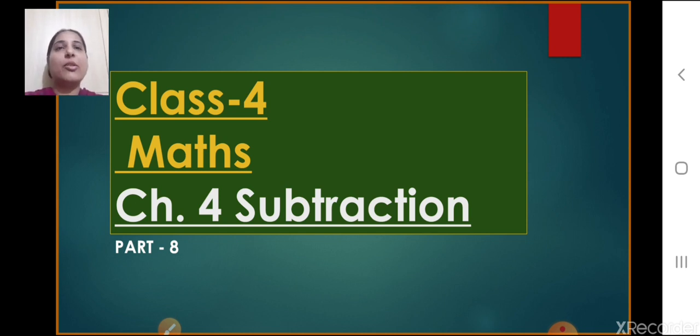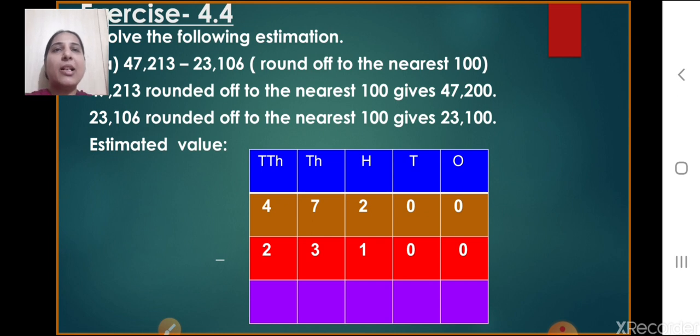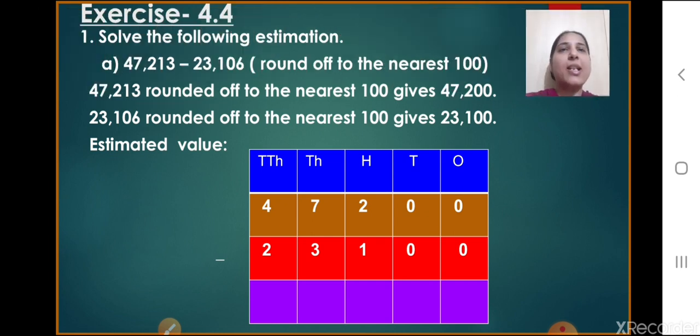So children, today we'll start a new exercise, that is exercise 4.4. So question number 1 is solve the following estimation. And question number A is 47,213 minus 23,106, and we have to round off the numbers to nearest 100.